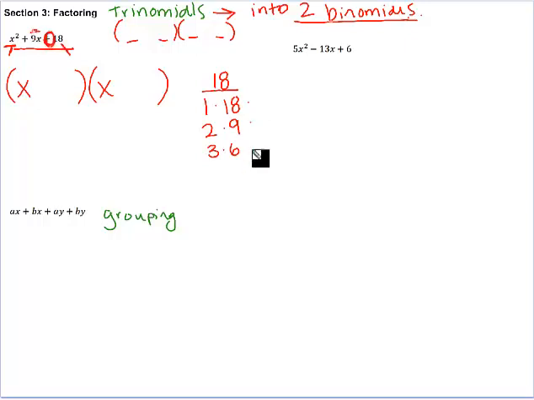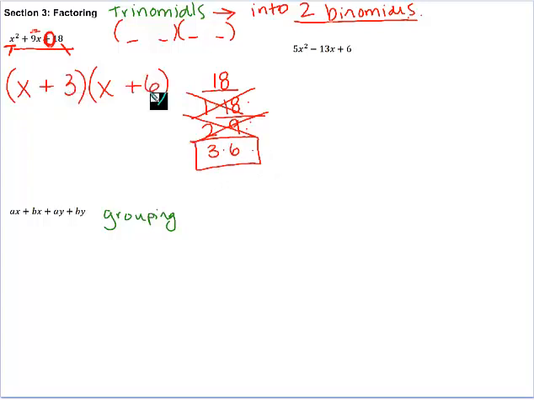So you look at these three sets of factors. 1 plus 18 does not equal 9, so that will not work. 2 plus 9 does not equal 9, that will not work. 3 plus 6 does equal 9. So we will say plus 3 and plus 6.